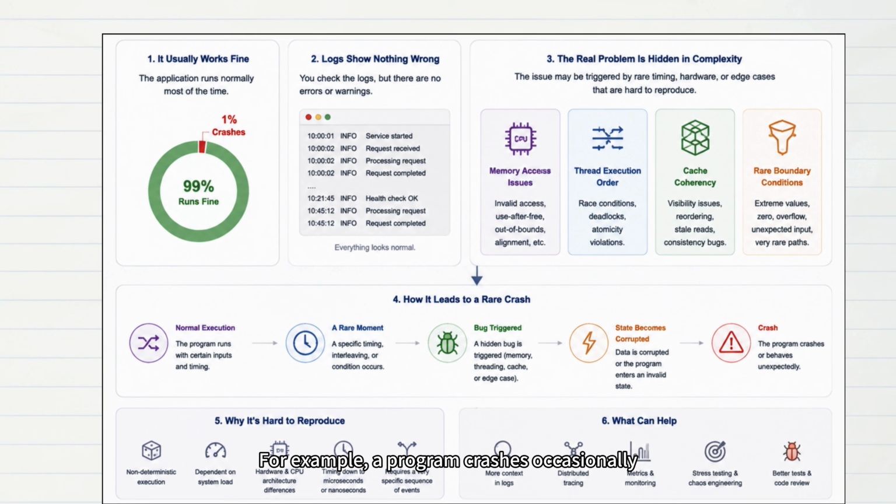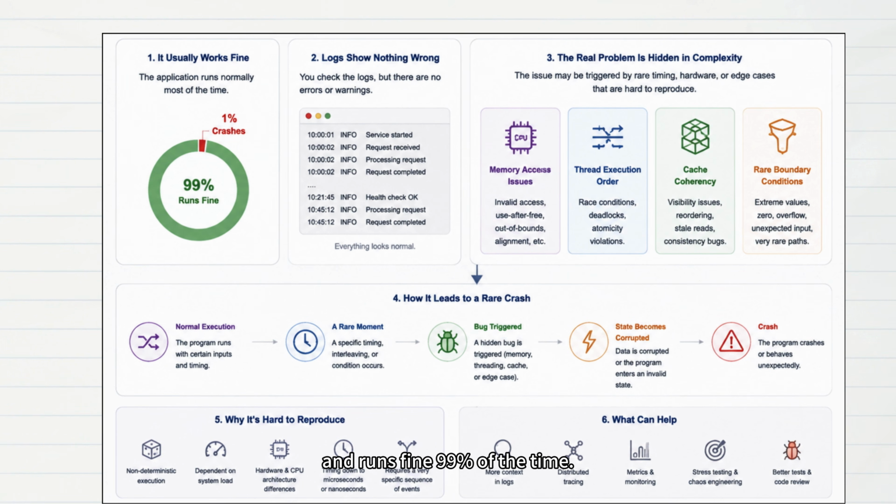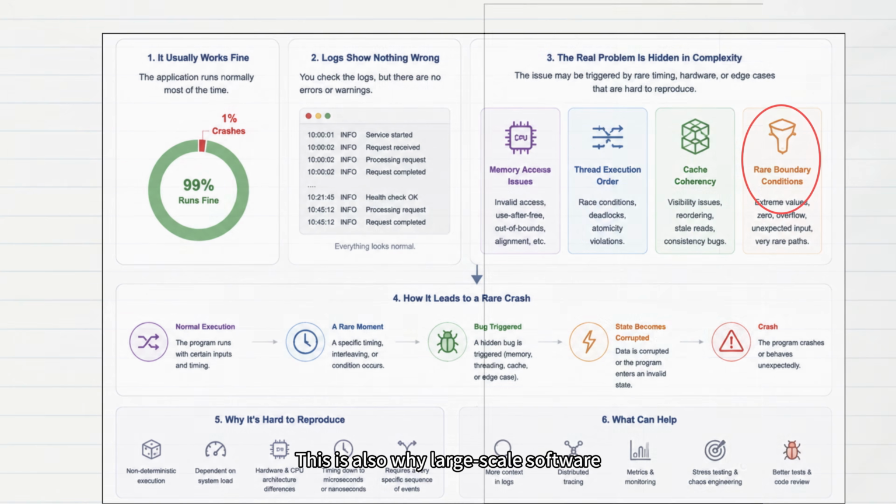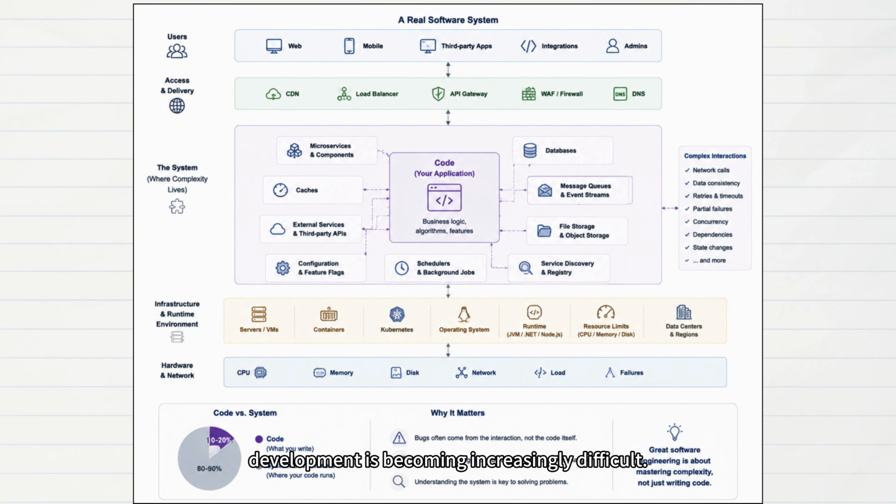For example, a program crashes occasionally and runs fine 99% of the time. You check the logs and find no errors. Why? Because the real problem might lie in memory access, thread execution order, cache coherency, or an extremely rare boundary condition. This is also why large-scale software development is becoming increasingly difficult. The code itself is only part of the system. What is truly complex is the environment in which the code runs.